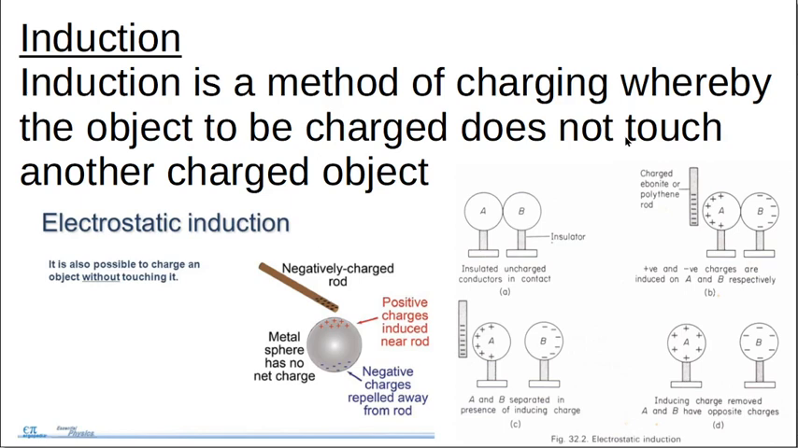Now the third kind of charging is induction. Induction is a method of charging where the one object doesn't touch the other object. So this is often what comes up in the questions. Here's my little rod, it's full of electrons. Here's my sphere that is neutral, but the electrons can move inside the sphere because electrons are small and whizzy.